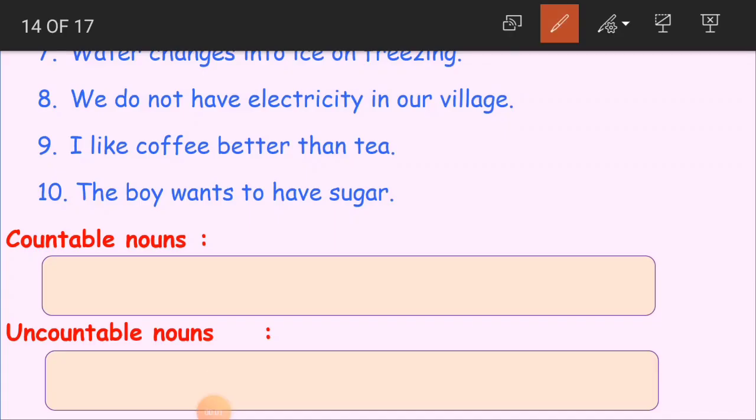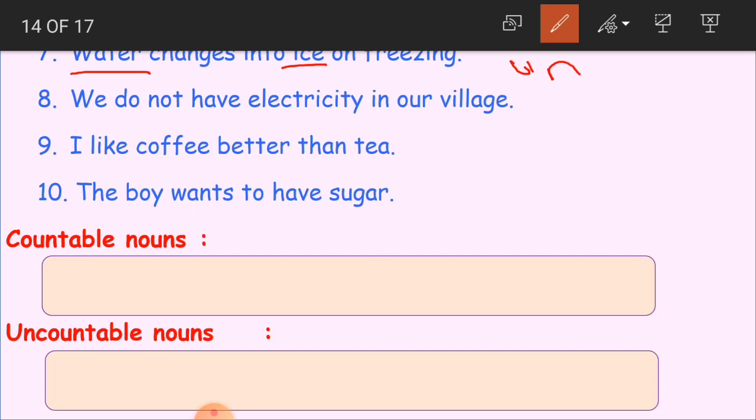So children, here water is a noun. Water changes into ice on freezing. Water is our noun. So water changes into ice. Then water and ice both are nouns here. Water, as we cannot count it. Ice also we cannot count. So both are uncountables here. I am writing UN for uncountable.